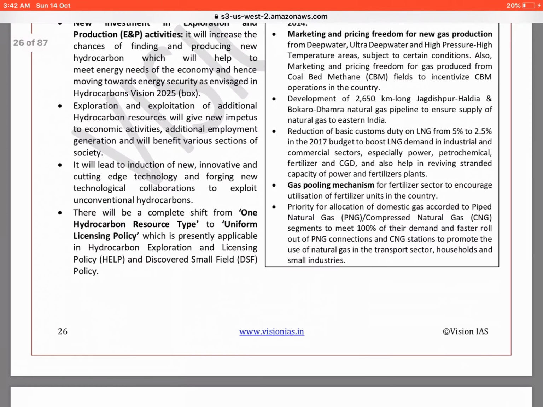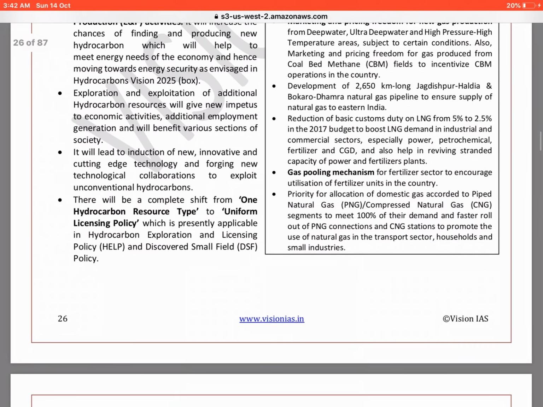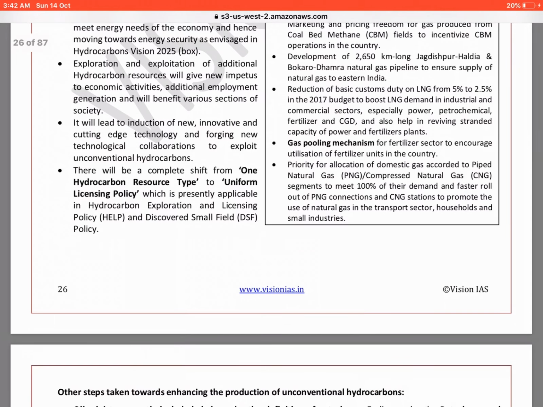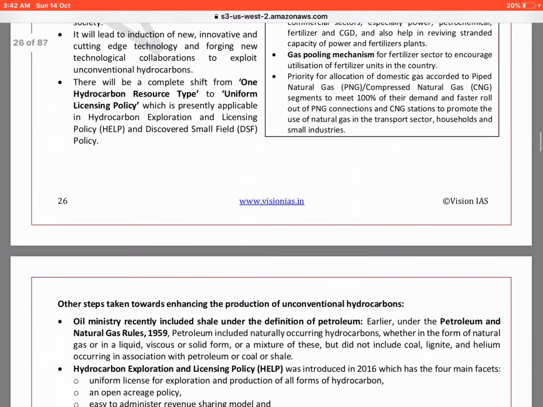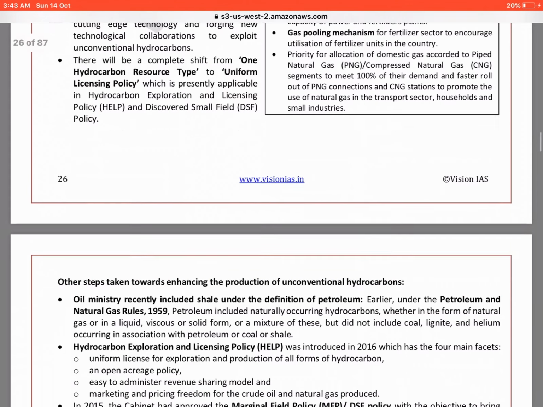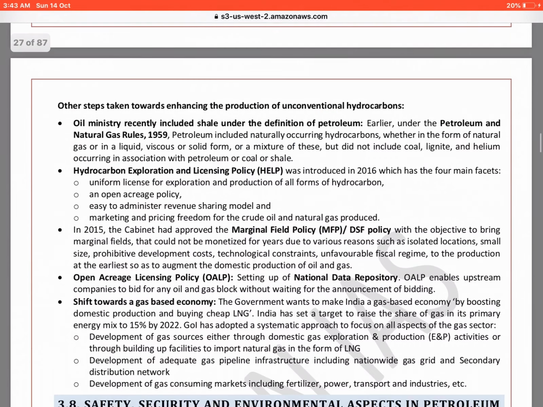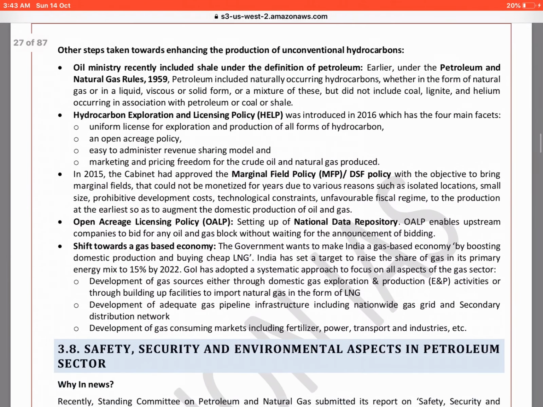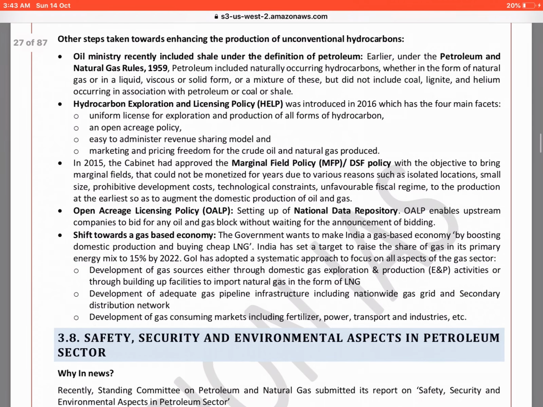So they have reduced the custom duty from 5% to 2.5% on LNG, and all these things you can read. For ethanol also they have reduced the GST, I think from 18% to 5%. So you should just confirm it. I am like 95% sure it is the same. Ethanol GST has been decreased from 18 to 5%, but you should also check it once.